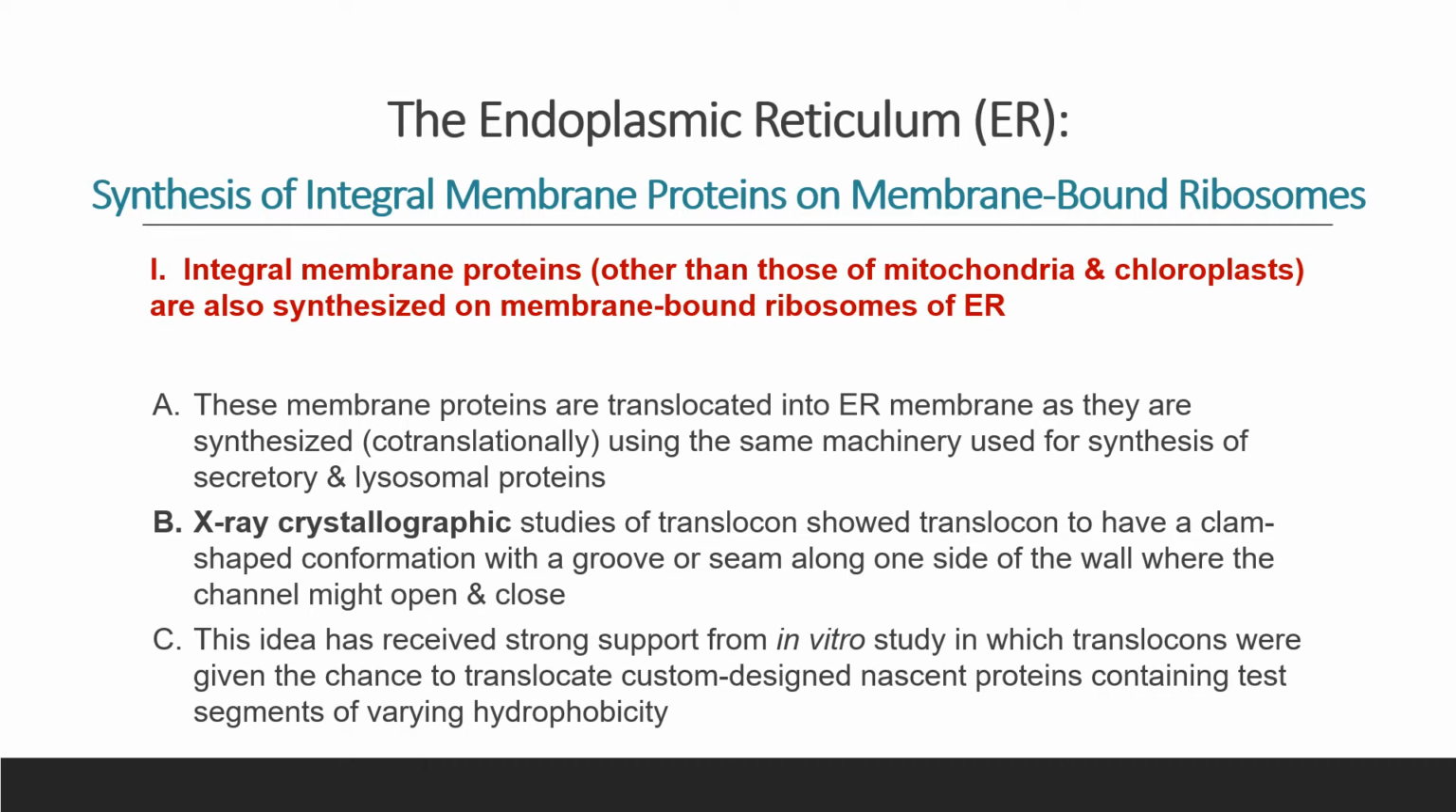X-ray crystallographic studies of the translocon show that the translocon has a clam-shaped conformation with a groove or seam along one side of the wall where the channel might open and close. This idea has received strong support from in vitro studies in which translocons were given the chance to translocate custom-designed nascent proteins containing test segments of varying hydrophobicity.